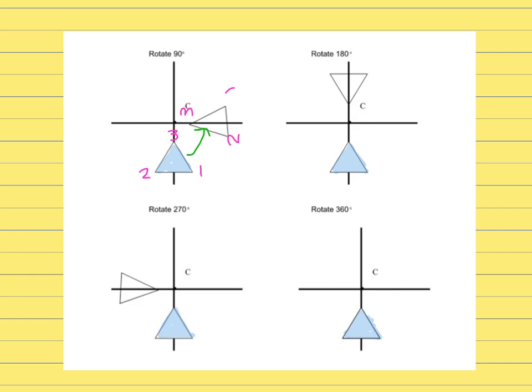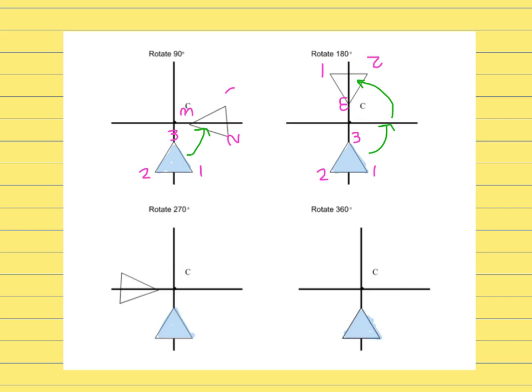Moving on to this 180 rotation. Again, I'm going to number them the same way. 1, 2, 3. This time, 180 degrees means you're going to make 2 turns. So there's 1, then 2. And then if I number these, I'm going to be numbering upside down, just because that's the way the shape is going. So 1, 2, 3.